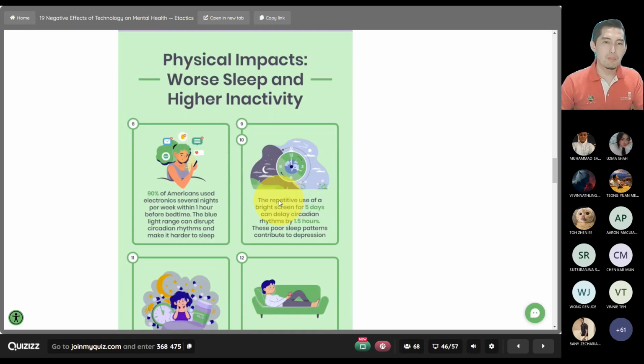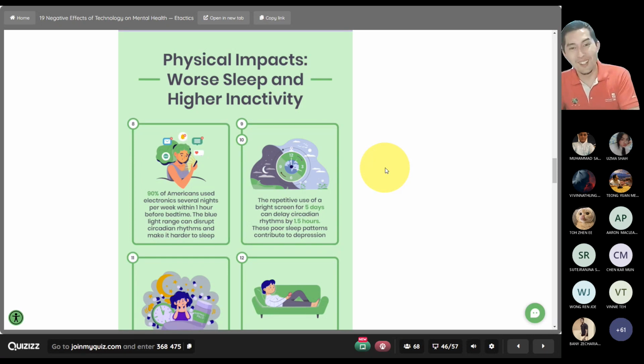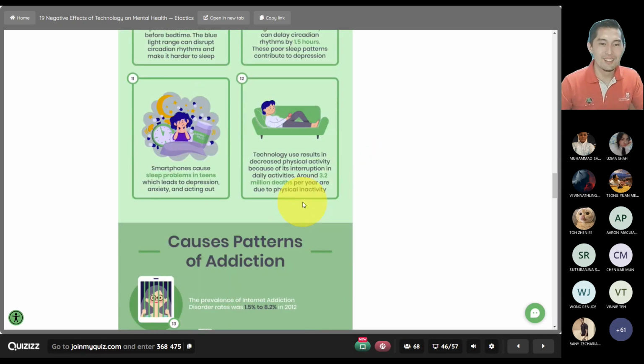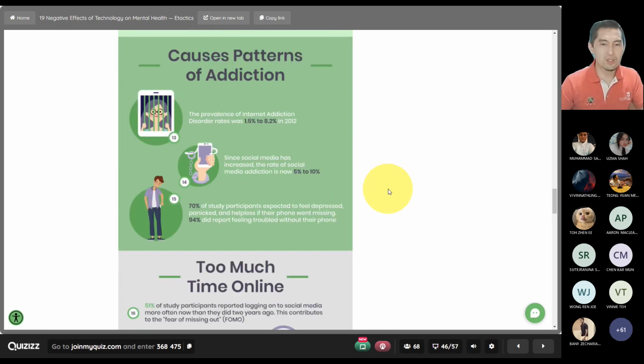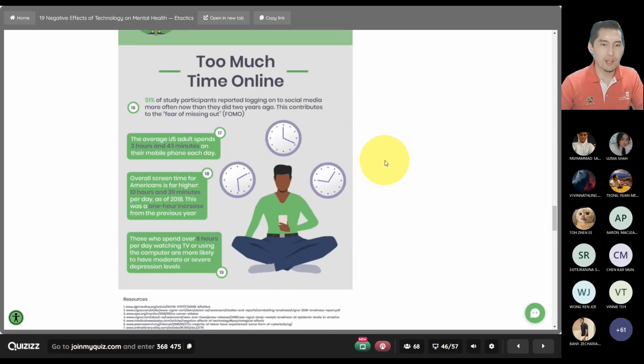Yeah. Physical impacts, worse sleep, higher inactivity. A lot of you were mentioning earlier, once there is no technology, what would you do? You will sleep, right? So that obviously shows that you're not getting enough of it just because technology exists in your life. Causes patterns, and of course, this is the other term being used, in relation to addiction as well. Too much time online. Yeah, a lot of you highlighted about 10 hours earlier. As you can see, overall screen time for Americans is about 10 hours and 40 minutes, and this was easily about 4 years ago already.